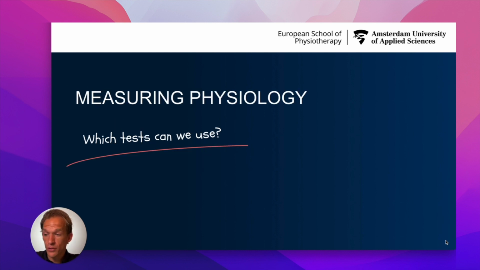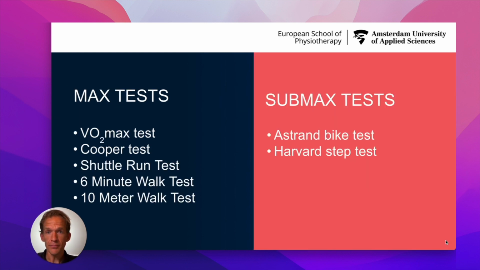So, what kind of tests can we use and how can we put some of this theory into practice? Well, there's submaximal tests and there's maximal tests. On the left, you can see a couple of maximal exercise tests, but actually the only one that is a true and direct max test would be a VO2 max test, where you actually measure the gas exchange. So you measure CO2 and O2, what you expire and what you inspire. And through these measurements, you can actually calculate how much O2 you're actually consuming and how much CO2 you're producing.